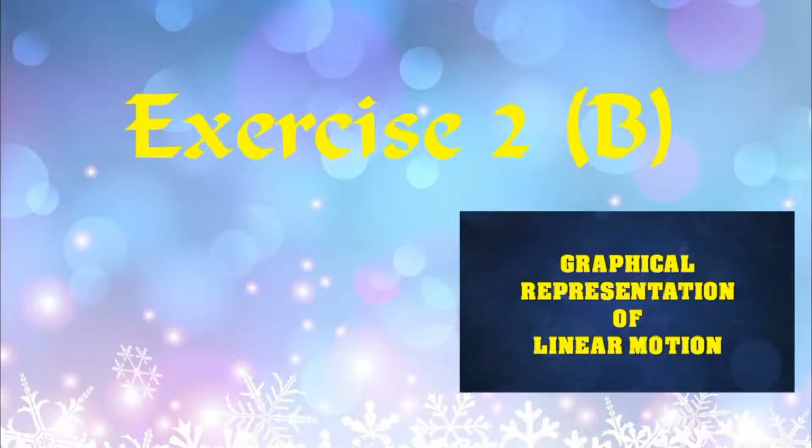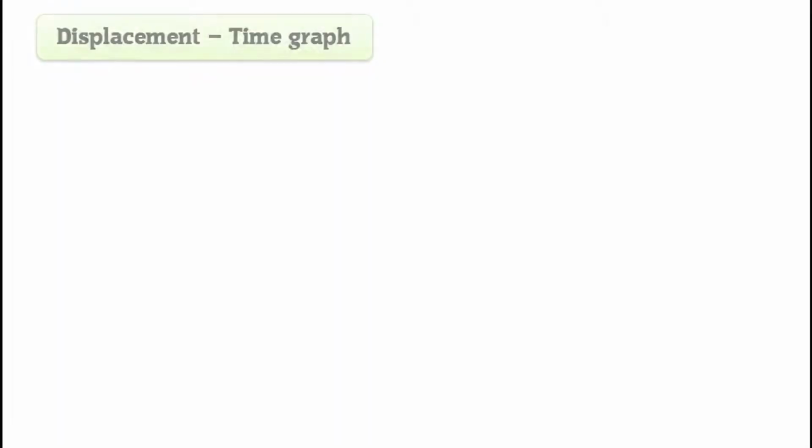Okay, I will tell you a summary of that class. There are 3 types of graphs. Number 1, displacement time graph. Number 2, velocity time graph. And number 3, acceleration time graph. We can find certain things from these 3 graphs.